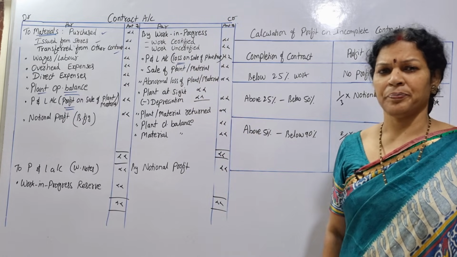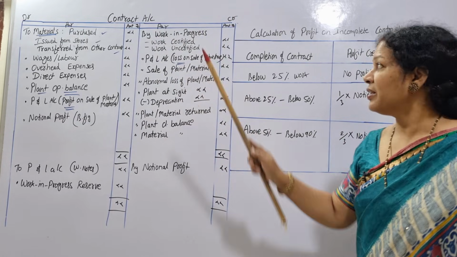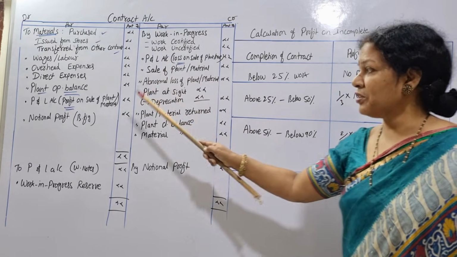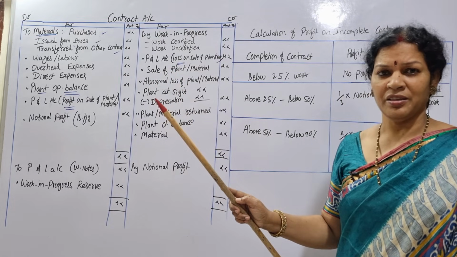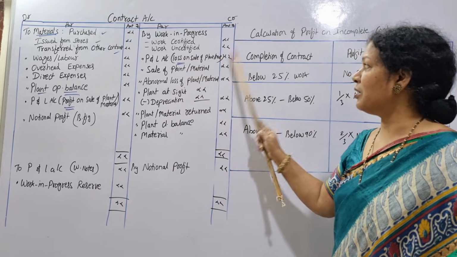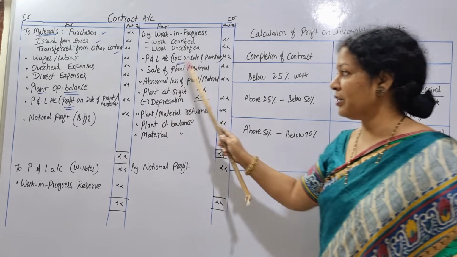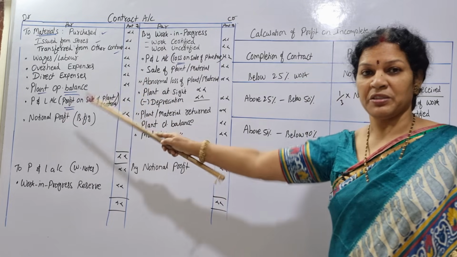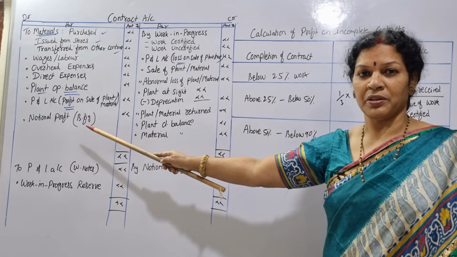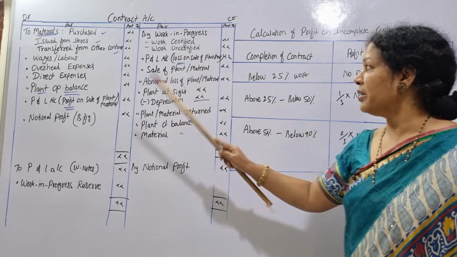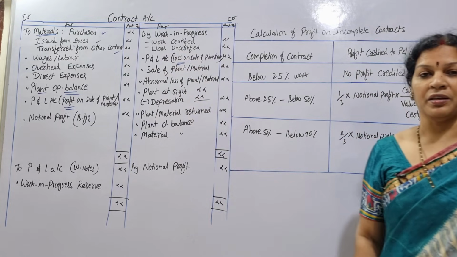First point, this is the main income. Then after that, the profit and loss account, just now discussed. Whenever you are selling, if you get a loss on sale of plant or loss on sale of material, it goes on the debit side. If you get a profit on sale, profit on sale of plant or profit on sale of material, it goes on the credit side. This you understood.